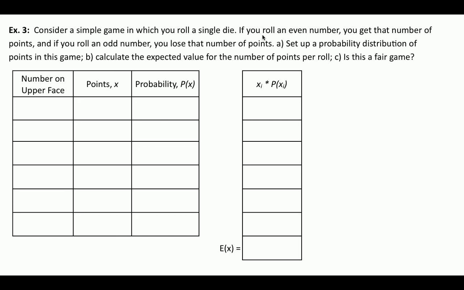So let's set up a probability distribution of points in this game, and then calculate the expected value in the number of points per roll. We could even change it and say, okay, if we roll a die, if the number's even, you get those points. If the number's odd, I get those points, right? So even points you get, odd points I get. Doesn't matter. Either way you look at it, it's going to be the same thing.